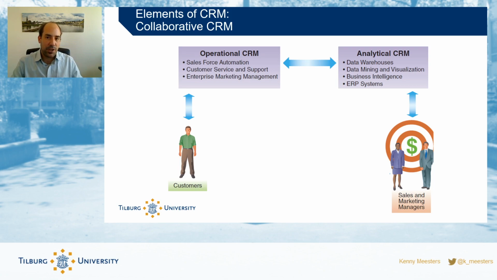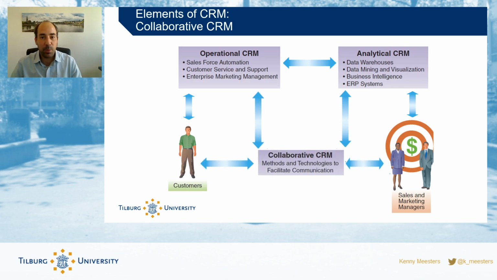So let's take a look at the next step. Once we have the relationship and we understand the customer, now let's start working with the customer. That part we call collaborative customer relationship management. In collaborative customer relationship management, you are building a direct interaction between the people who develop products, who are doing sales, who are doing marketing, and the customer. And often social media plays an important role in this.